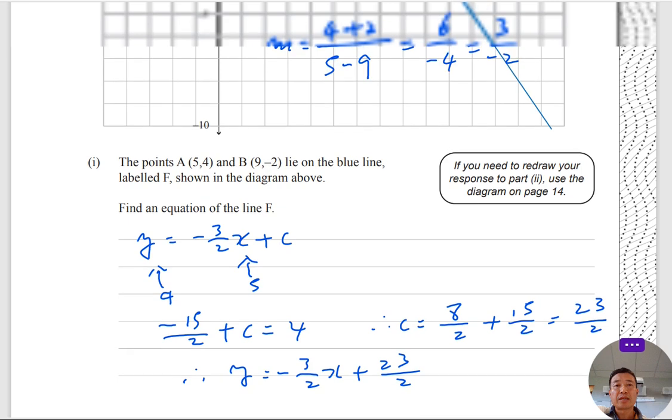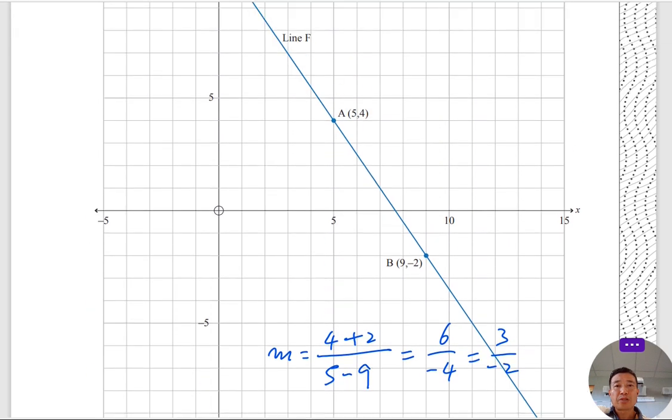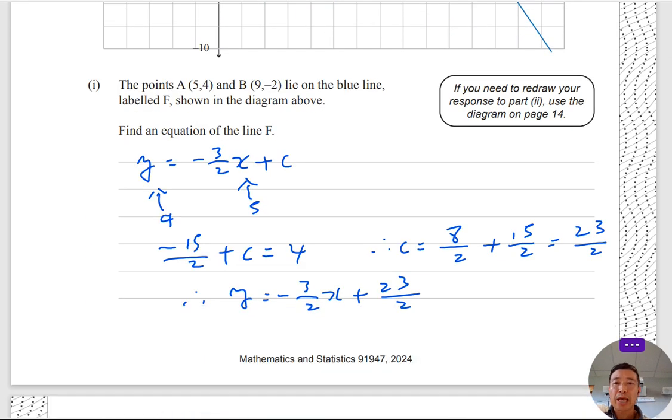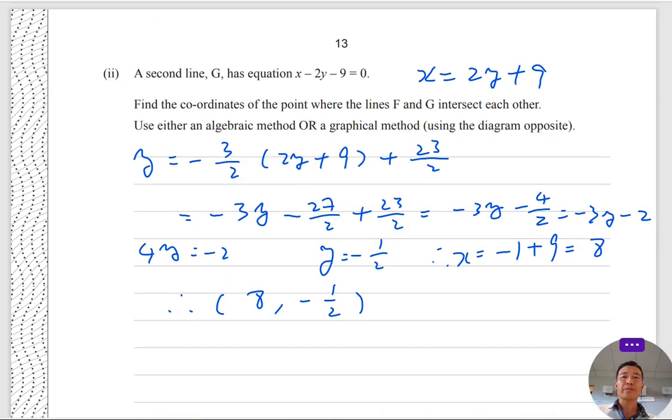And then to find the c, you use one of the points. So I use (5, 4). So that means when x is 5, y is 4. That means c turns out to be 23 over 2. That's how you form this equation: y equals negative 3 over 2 x plus 23 over 2.